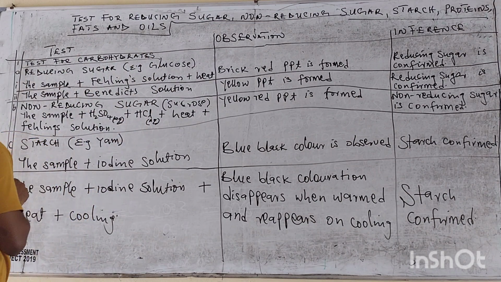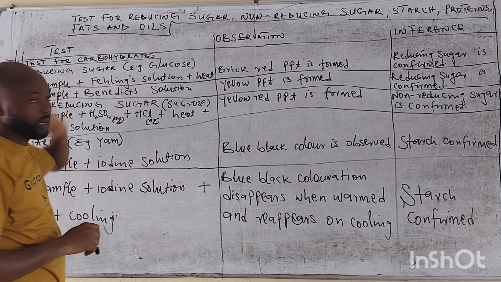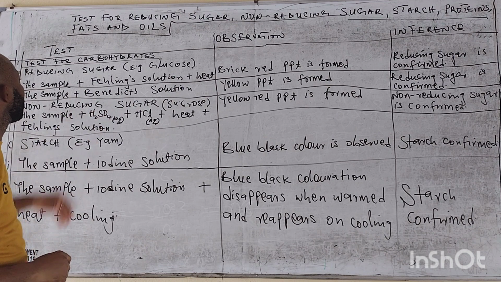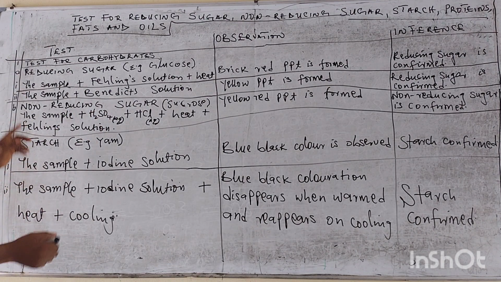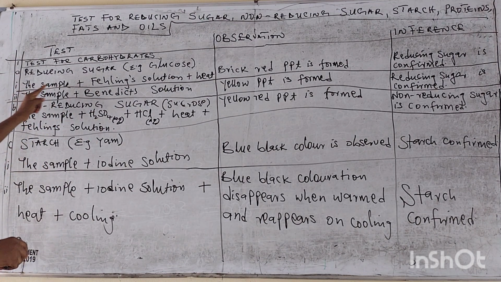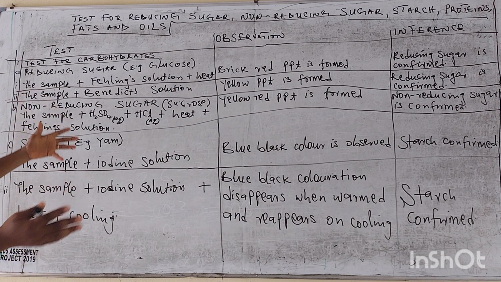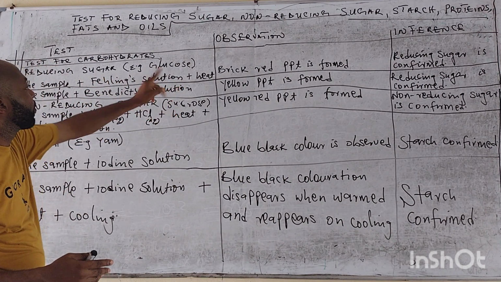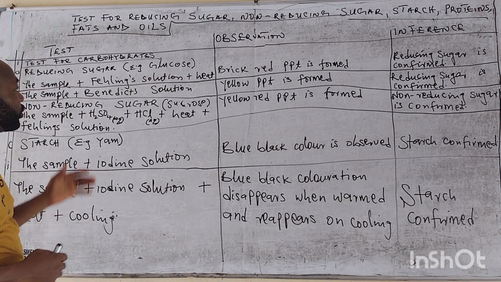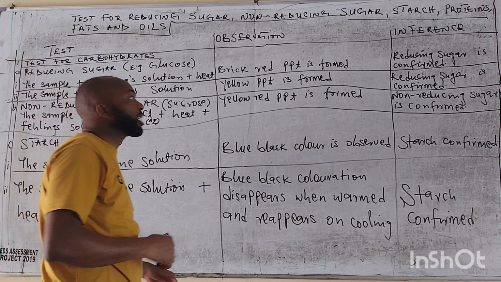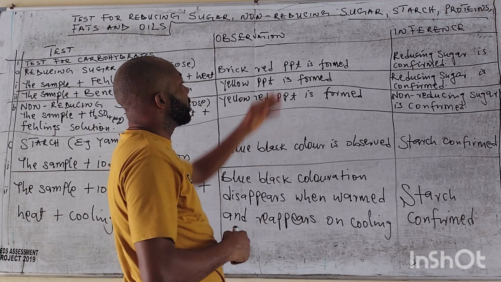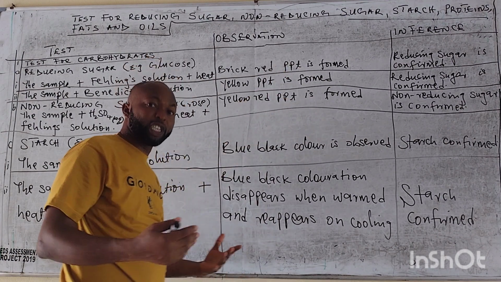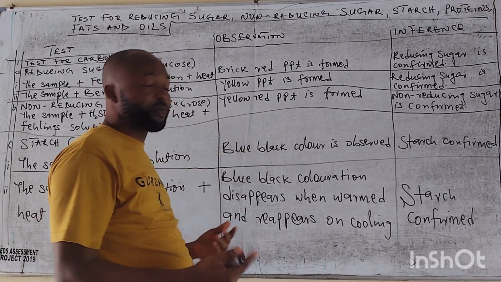The carbohydrate we are dealing with right now is reducing sugar, for example glucose. Now, what do we do? The first experiment: the sample, let's say glucose, plus Fehling solution, plus heat. When you do this, what do you get? A brick red precipitate will be formed. PPT is short form for precipitate, because of space, I just have to use PPT.